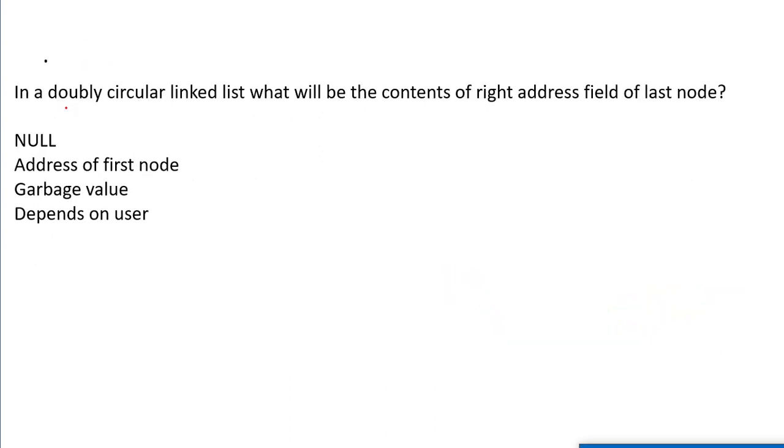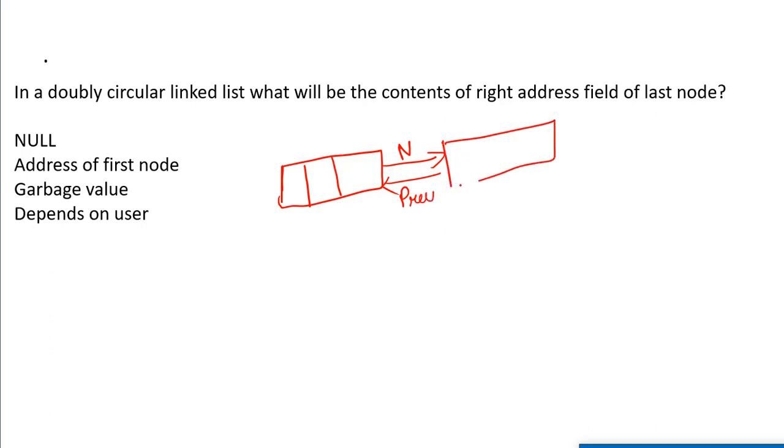This is our next question: in a doubly circular linked list, what will be the contents of the right address field of the last node? First of all, how does a doubly circular linked list look? It will basically hold 3 fields. One is for holding the address of the previous node, another one is the data, and another one is the address of the next node. So this will be for the next node, and here it will be the previous one, and there will be another node like this. Here also we'll have the same case. Here we have the next one, and here we have the previous node address.